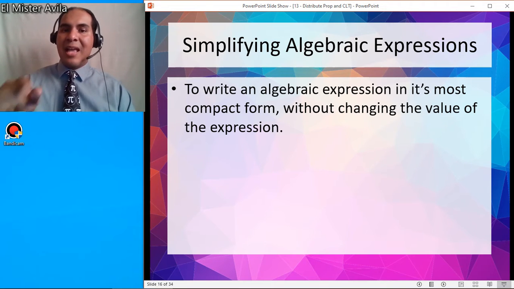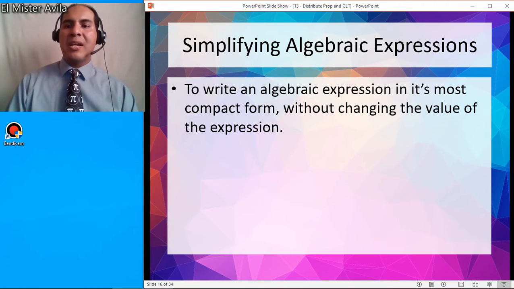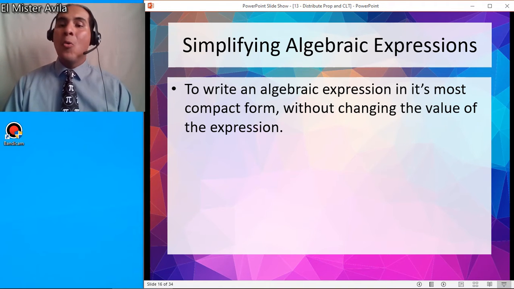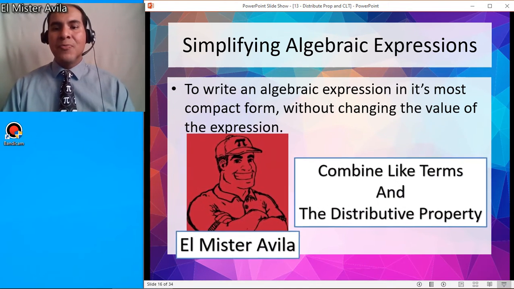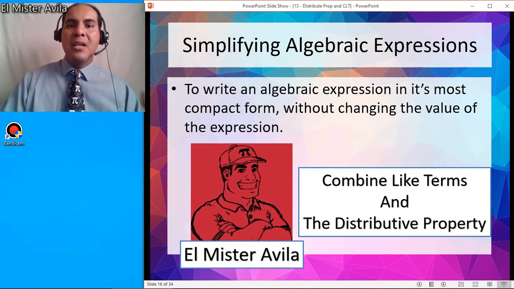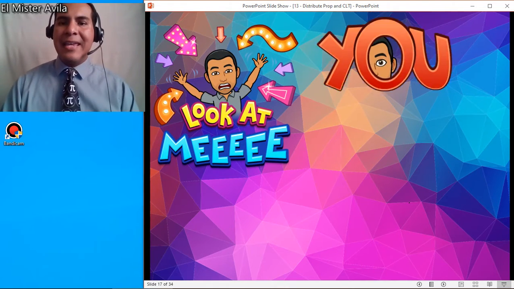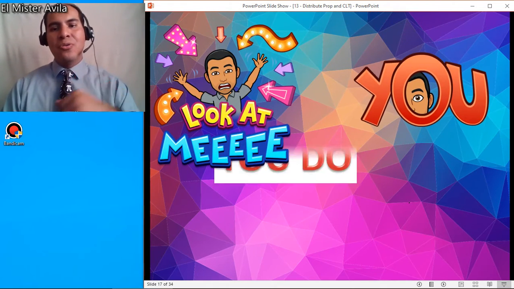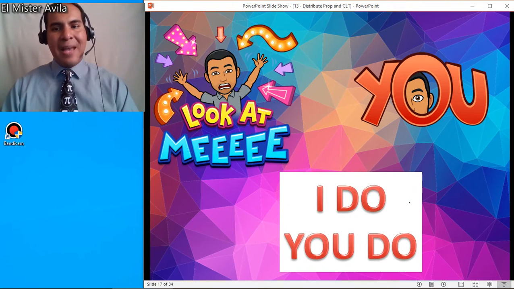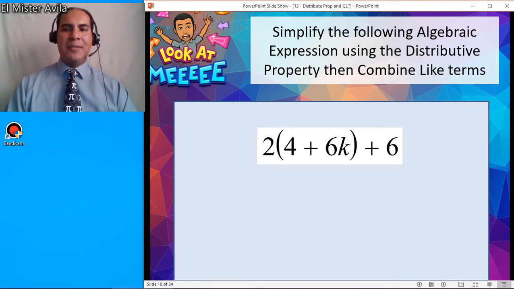Now, we talked in the last class about what it means to simplify algebraic expressions, and that's to write an algebraic expression in its most compact form without changing the value of the expression. So we're going to combine this with the distributive property to help us simplify algebraic expressions, and we're going to do this in the method of I do, you do. I'm going to show you an example, and then you're going to do one very similar.